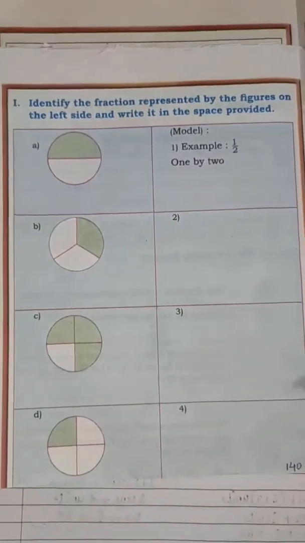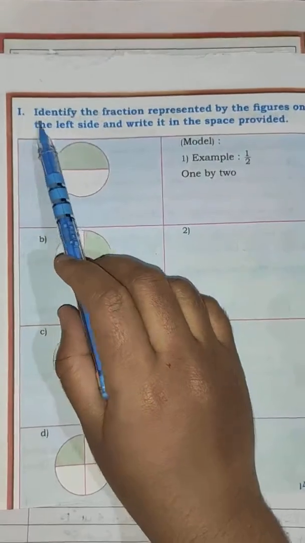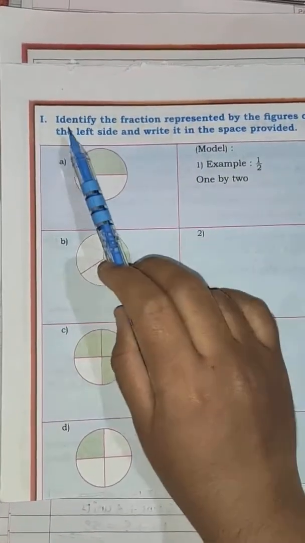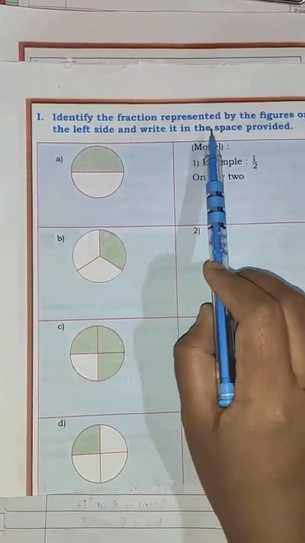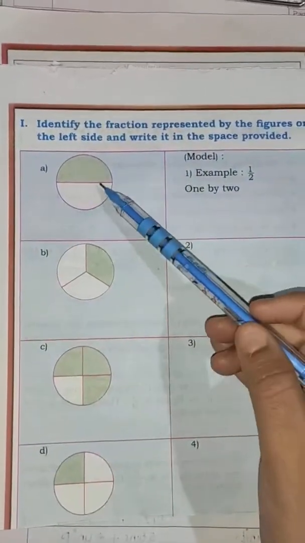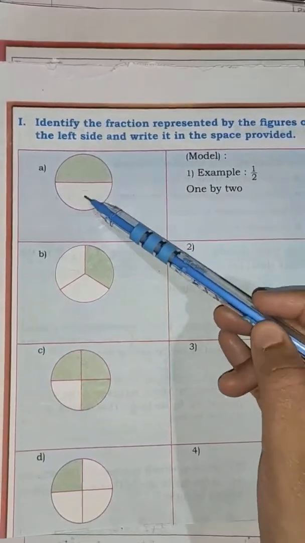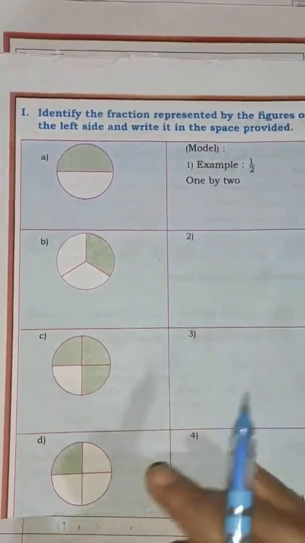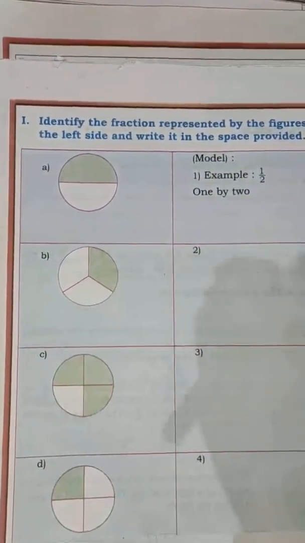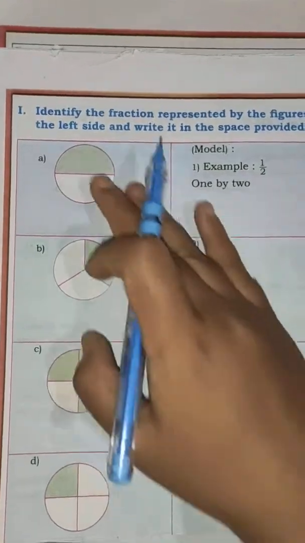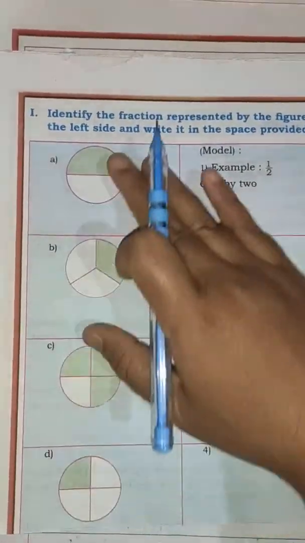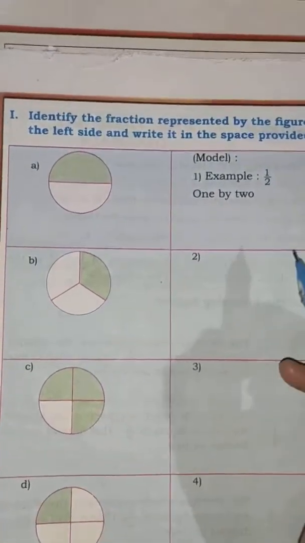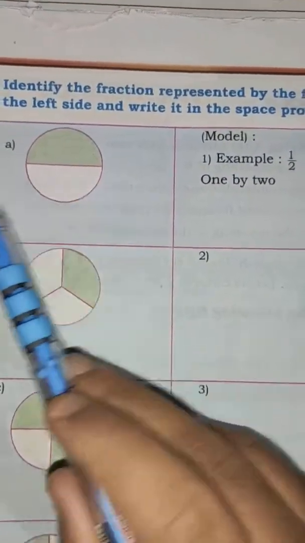Now children, come to the page number 140. First one, identify the fraction represented by the figures on the left side and write it in the space provided. Here you have the figure on the left side. So after observing these figures, you have to write the fractions. One example is given for you.